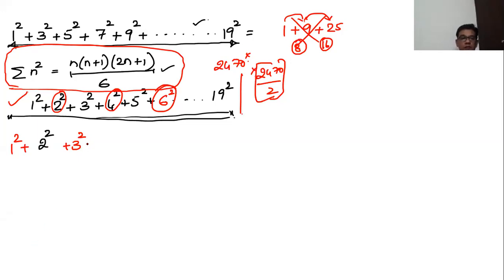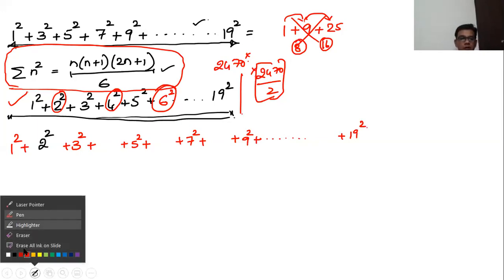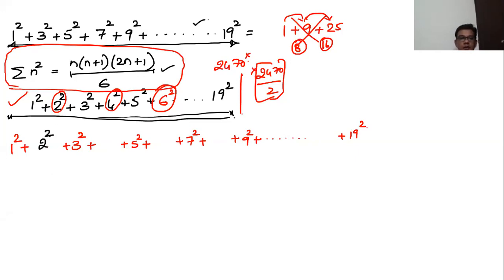So let me write what is given to me. 1 square is given, 3 square is given, 5 square is given, 7 square is given, 9 square is given, and so on. I have been given till, let's say, 19 square. This is what is being given to me. But to use the formula that is there with me, I require a 2 square, I require a 4 square, I require a 6 square, I require an 8 square, and I also require an 18 square.